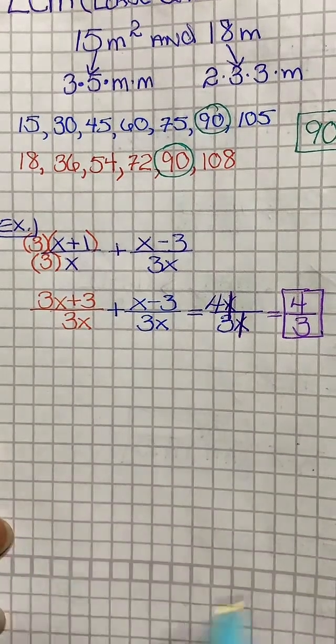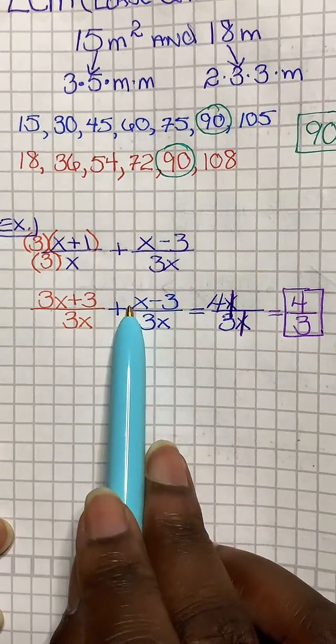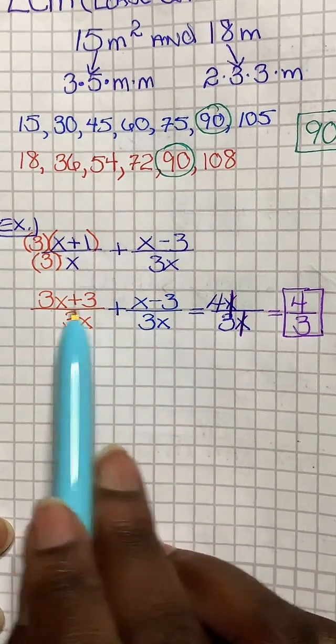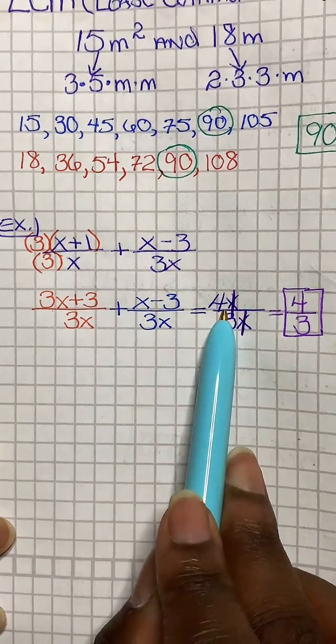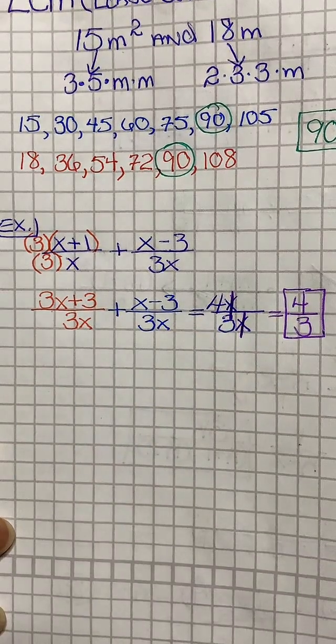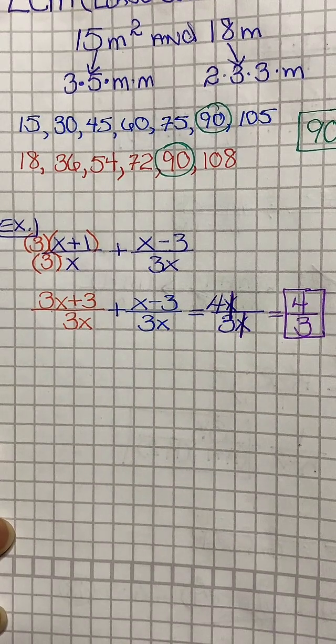Why 4x? Because what's in front of this x is a 1, and you have 3 x's here. Plus 1x will give me 4x. All right, good. Well, 1 1/3 is the same as 4/3.